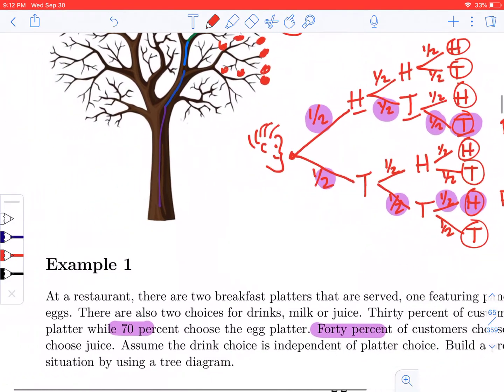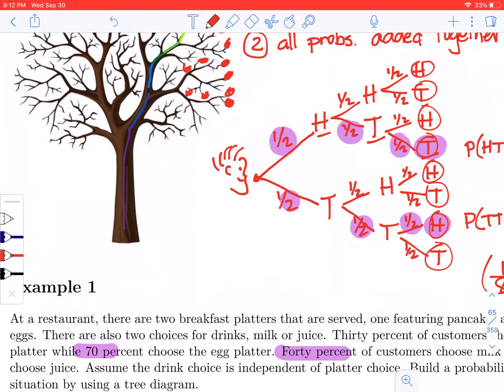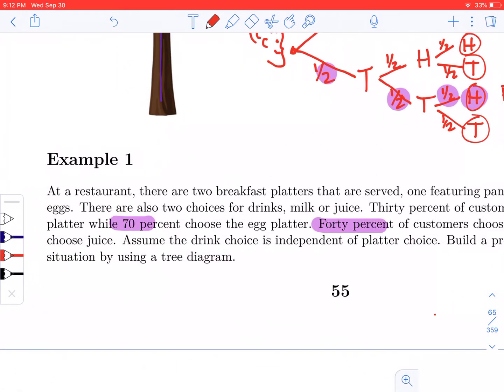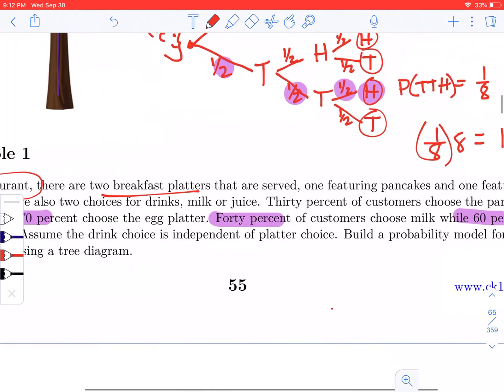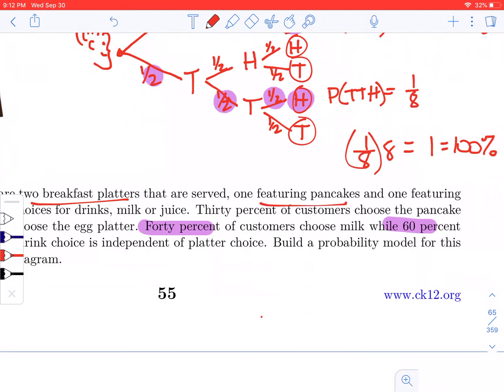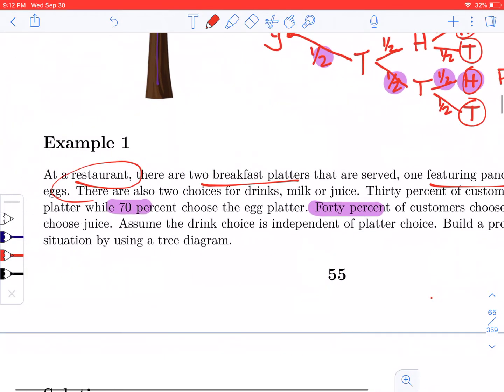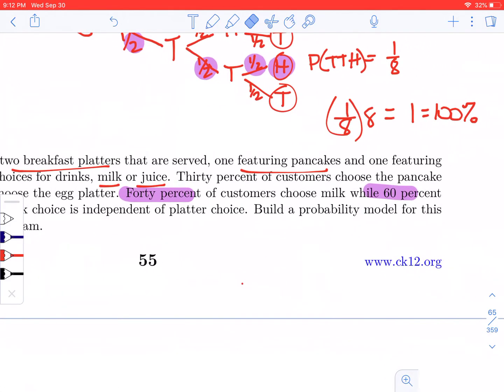All right? On this next problem, we won't have equal probabilities going each way. So that's going to change it up a little bit. All right, restaurant. You have 2 delicious breakfast platters offered. One features pancakes as a special. The other one features just eggs. And the beverages that go with that are milk or juice. No coffee, oddly enough.